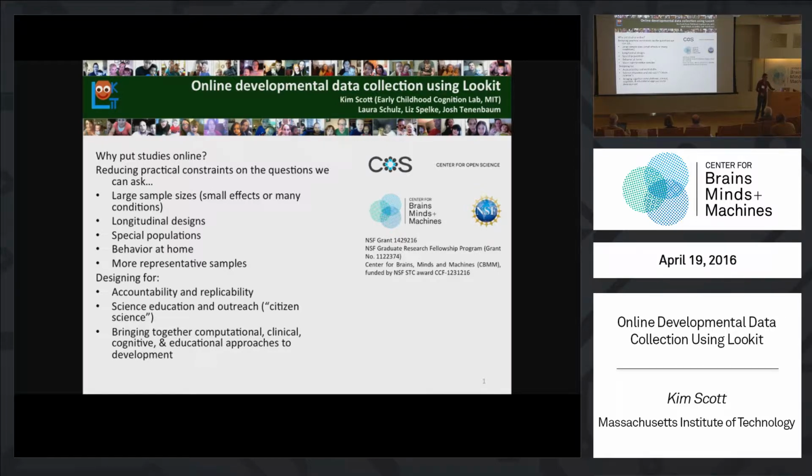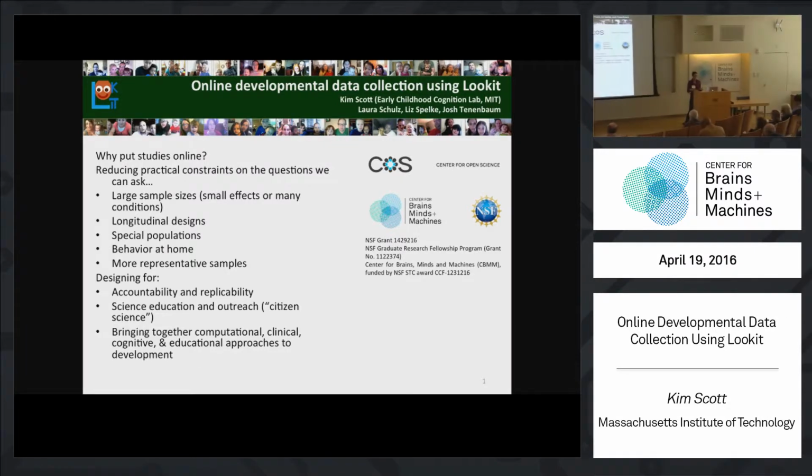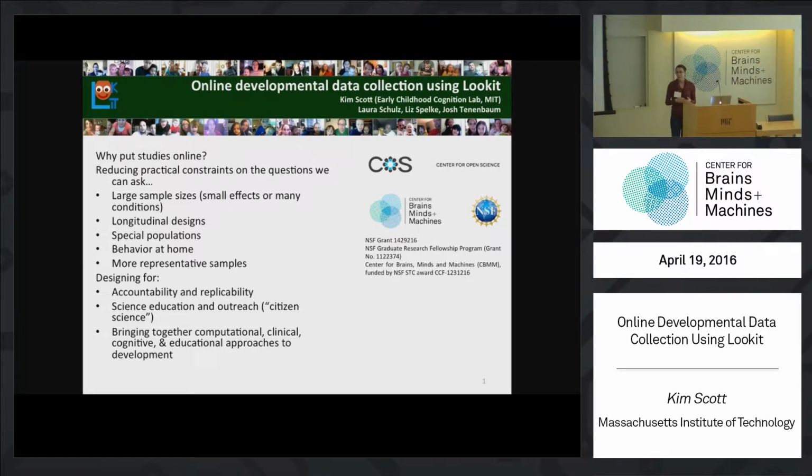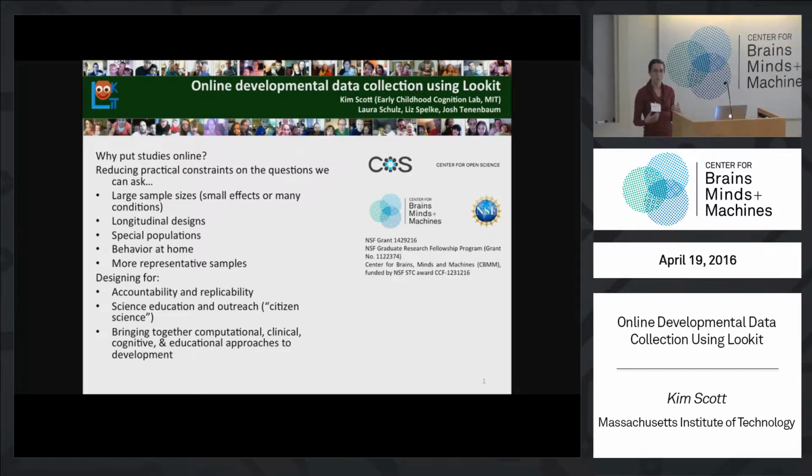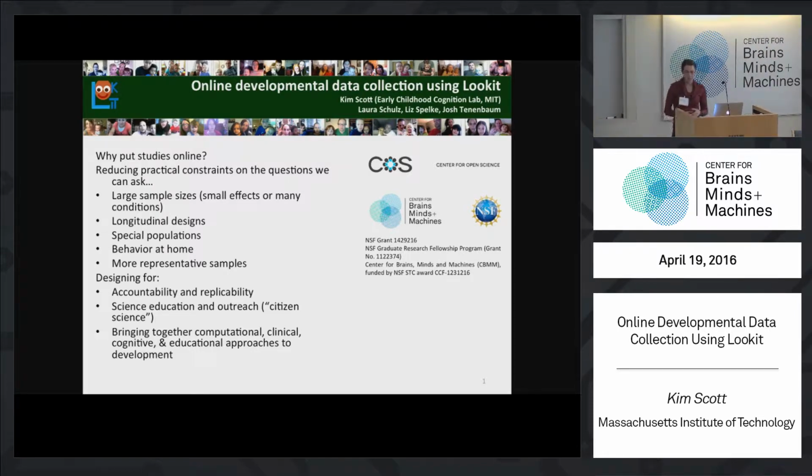Over the past few years, we've been developing an online platform for developmental research called Lookit. This is a website that families can visit to participate in research about cognitive development at any point, just from home. They do a quick activity in their web browser. Webcam video of their participation is sent back to our lab for analysis later, the same way we would in the lab. What we're looking to do with this is to make it more practical to collect the sort of large samples, longitudinal designs, and work with special populations that we need to study intelligence.